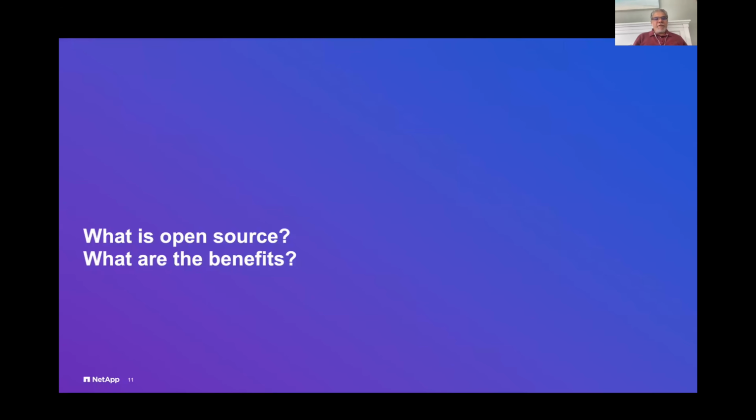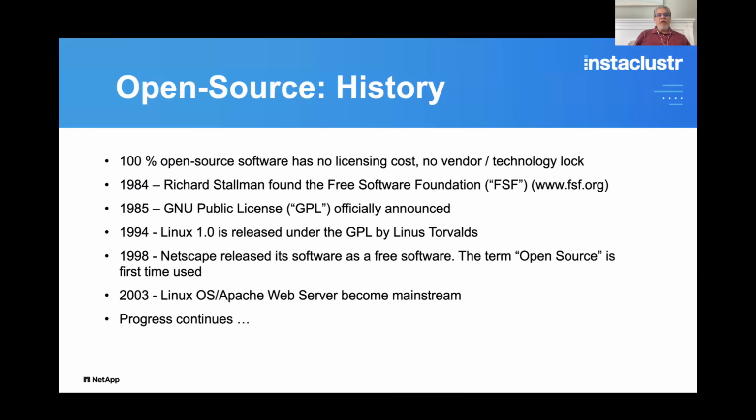Okay, so we talked about platform engineering. Now let's see what is open source. Open source, as you know, is 100% open source software with no licensing, no vendor lock, no technology lock. Many people get surprised that it was started a long time back in 1984 by Richard Stallman. 1994 was a landmark year for open source when Linux 1.0 was released. In 1998, Netscape released its software, and the term open source was used for the first time. By 2003, the Linux operating system and Apache web server had become mainstream, and the progress has continued ever since.